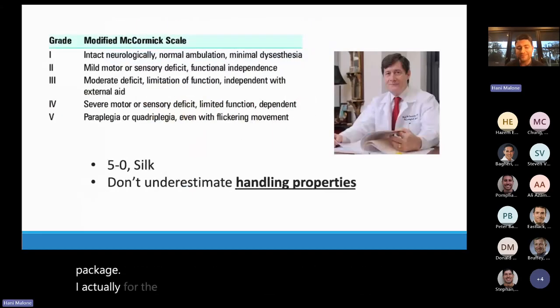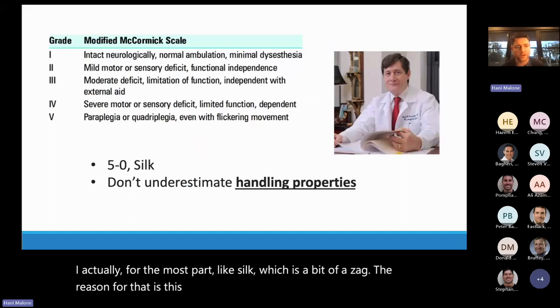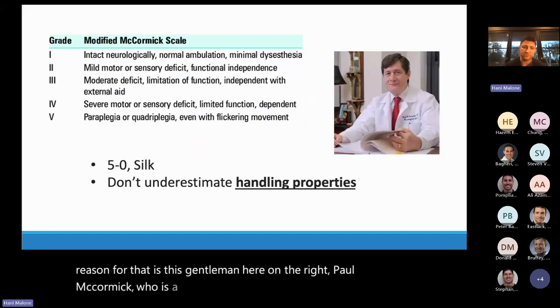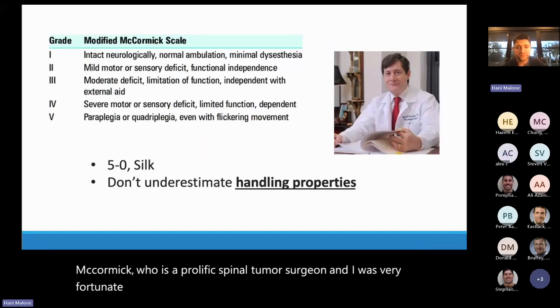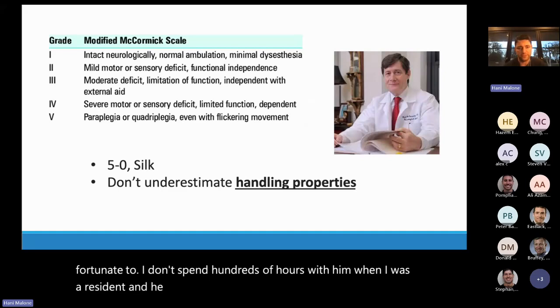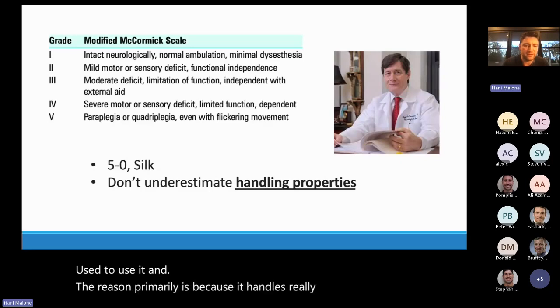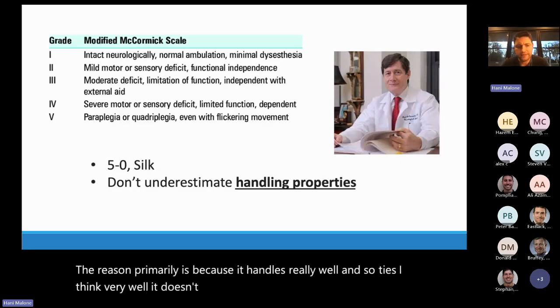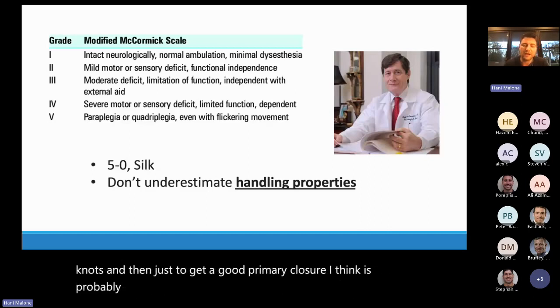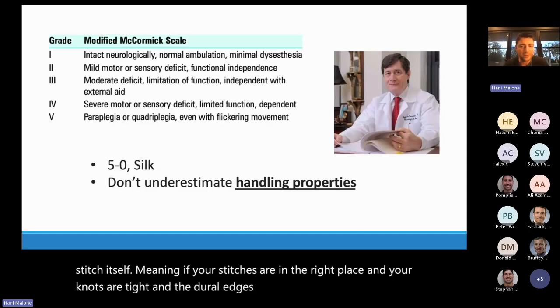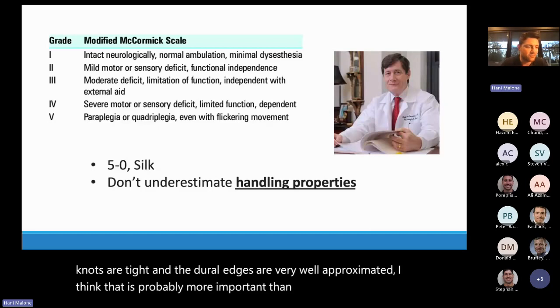I actually, for the most part, like silk, which is a bit of a zag. The reason for that is this gentleman here on the right, Paul McCormick, who is a prolific spinal tumor surgeon, and I was very fortunate to spend hundreds of hours with him when I was a resident. He used silk, and so I just became comfortable with it. The reason primarily is because it handles really well, and silk ties, I think, very well. It doesn't absorb quickly, and getting good solid knots and a good primary closure is probably more important than the actual composition of the stitch itself. Meaning, if your stitches are in the right place, your knots are tight, and the dural edges are very well approximated, I think that is probably more important than the actual makeup of the stitch.